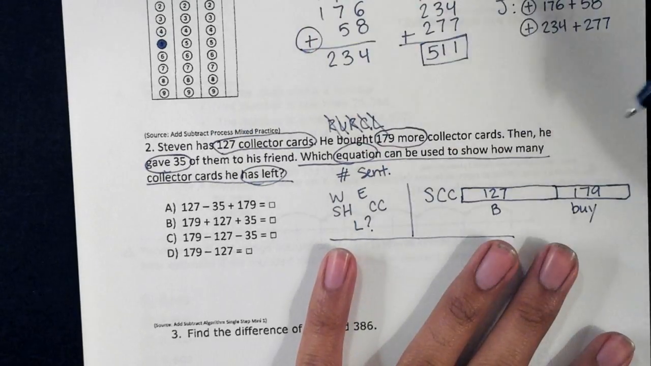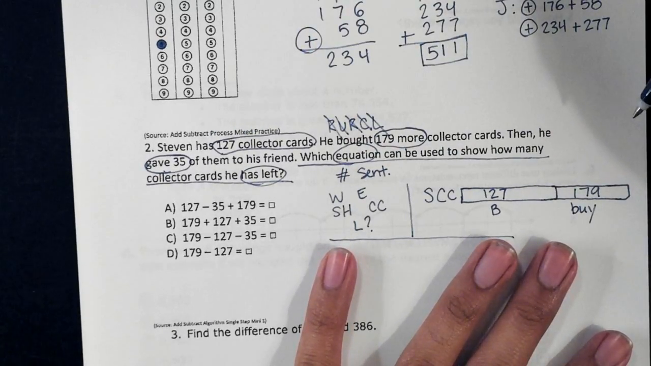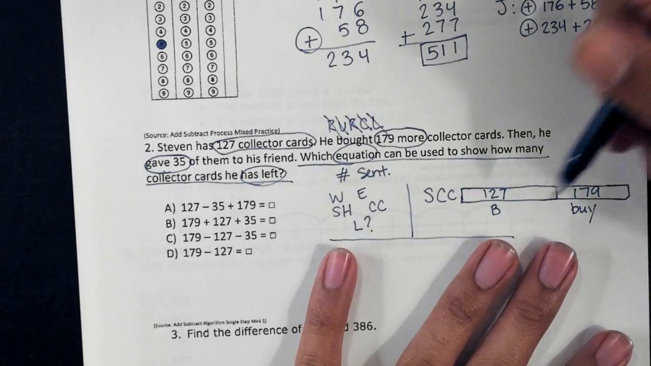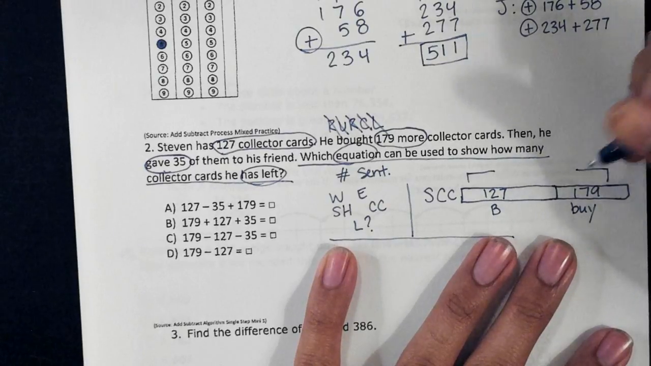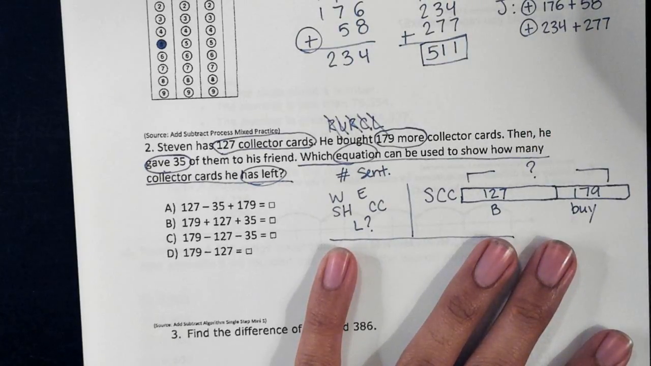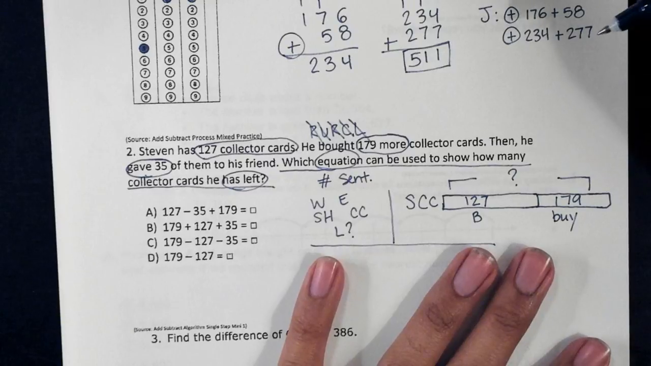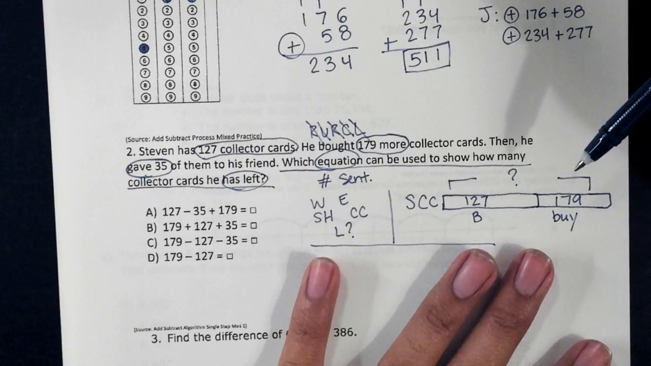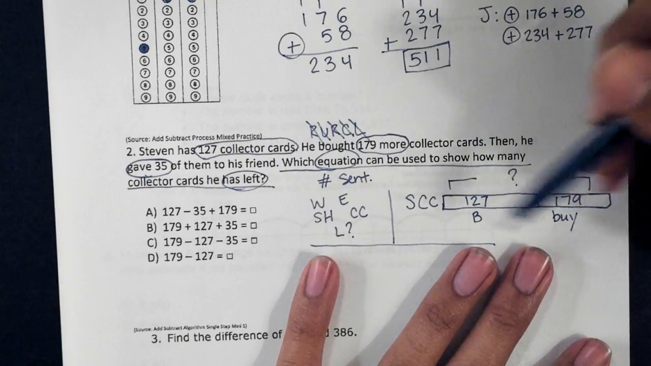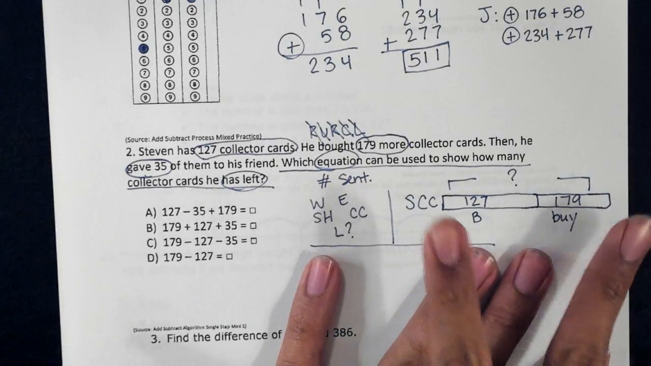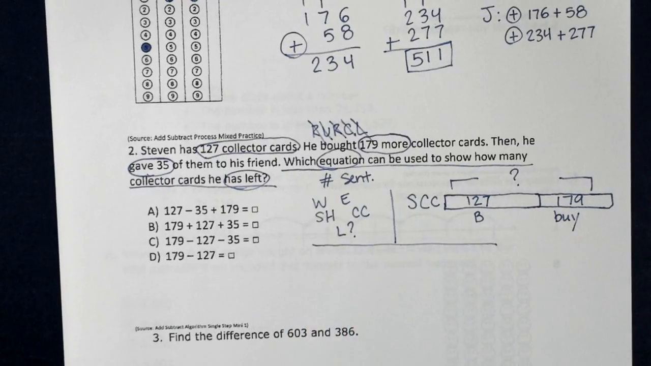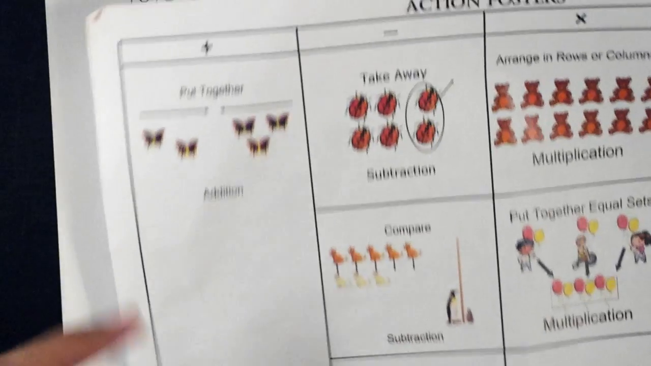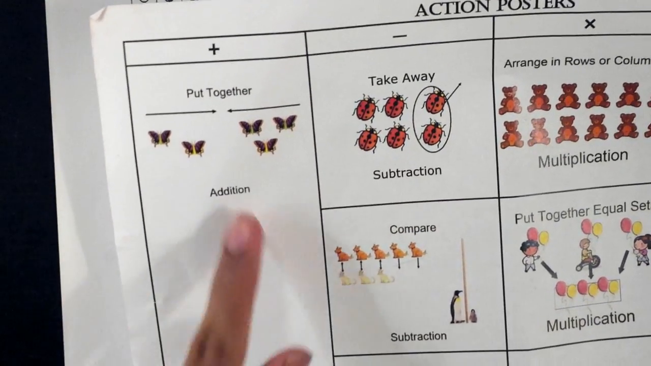So then he gave 35 of them away to his friend. You can't give something away unless you know how many you have first. Here, I don't know what my total is, but I can figure out what operation I need to use by just thinking about the action. If you look at this picture, the two bars are touching like Legos, clicked together. And if I look at my action poster, this picture matches the picture of the butterflies that are coming together, and that operation is addition.